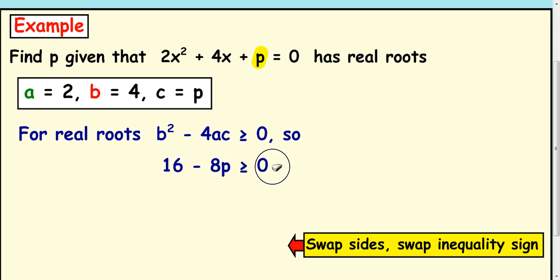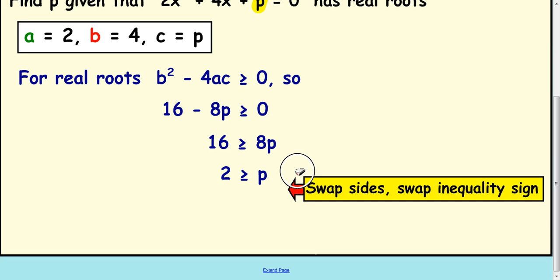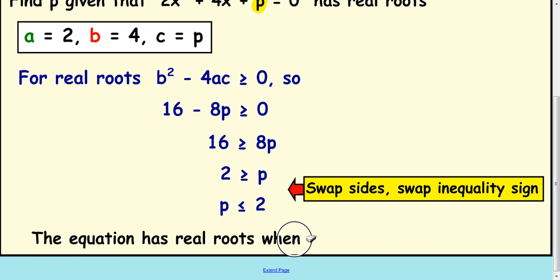So now we can set up an inequality. We've got b squared is 16, take away 4 times 2 is 8 times p, so 8p. Take the 8p over to the other side to make it positive. Divide by 8 and then switch around so p is less than or equal to 2. So the equation has real roots when p is less than or equal to 2.